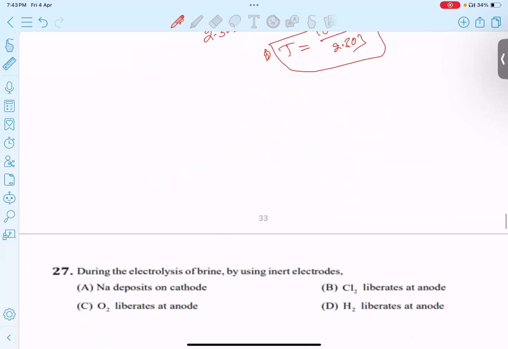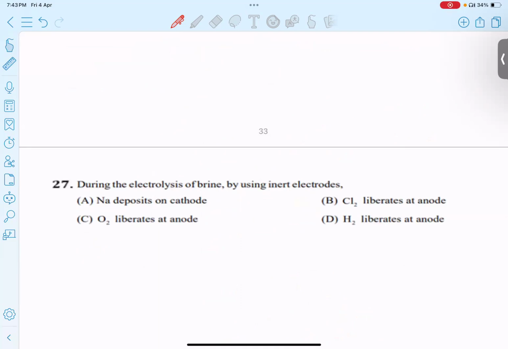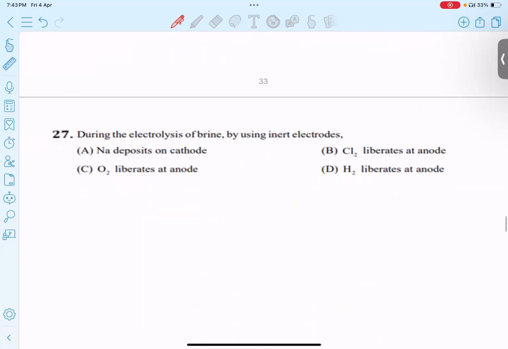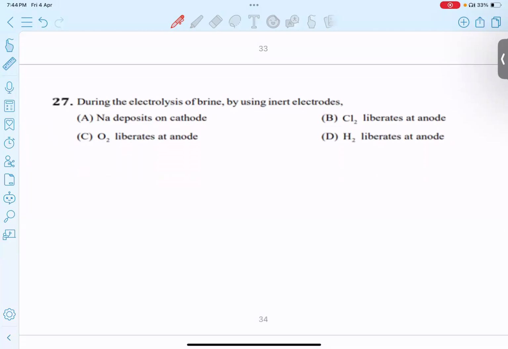Next question. During electrolysis of brine by using inert electrodes, option A is sodium deposits on cathode, chlorine liberates at anode, oxygen liberates at anode, hydrogen liberates at anode. So let us check which one is the correct answer. Here, brine solution means nothing but aqueous sodium chloride solution.